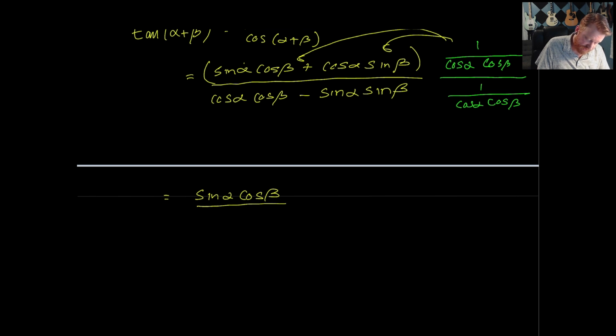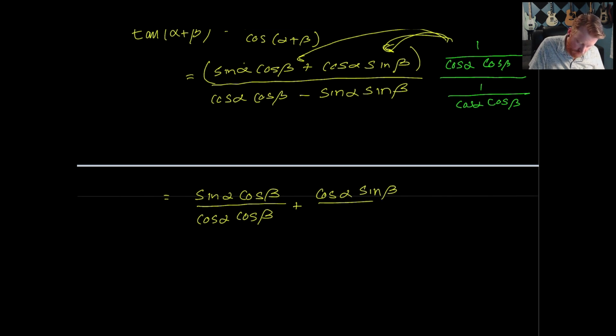So I've got sine alpha cosine beta over cosine alpha cosine beta, and you might notice that some things cancel out there. That's why we're multiplying by this funky form of 1. It's going to do exactly what we want here. And then to this I want to add this other distribution, cosine alpha sine beta all over cosine alpha cosine beta, and you'll notice that some things cancel out there as well.